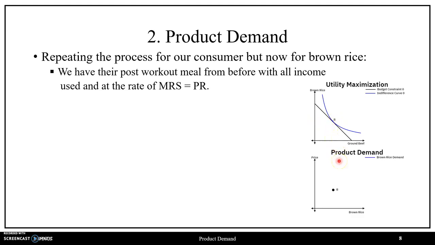And in terms of product demand, now we're concerned with brown rice, so price is going to be on the vertical axis and quantity of brown rice is going to be on the horizontal axis. Now point B is going to be the price point associated with the price of brown rice on our budget constraint in our utility maximization process, and our quantity level of brown rice for point B is going to be the quantity level of brown rice that this consumer faces in terms of the post-workout meal that they selected. So now let us pose the question: what if the consumer goes to the grocery store and observes that the price on brown rice has increased?